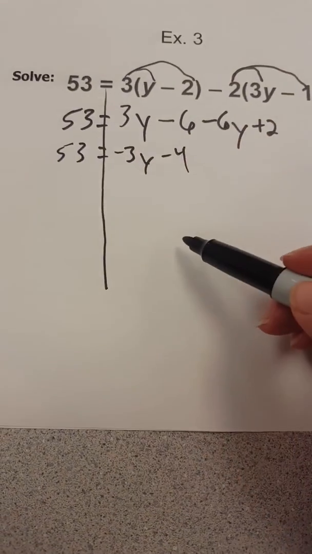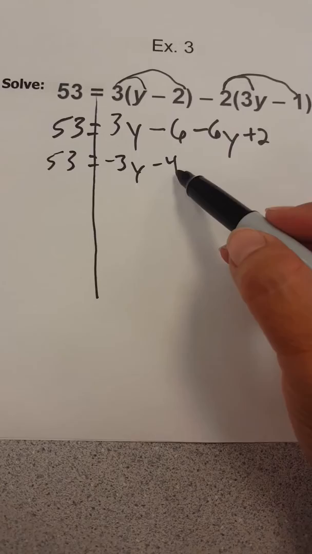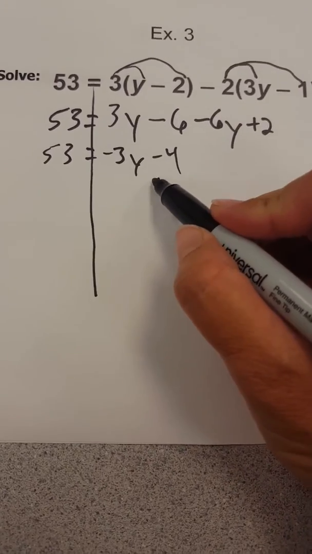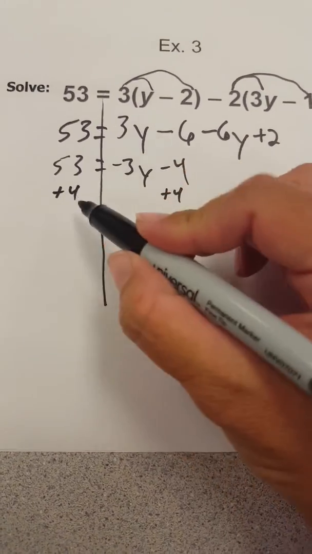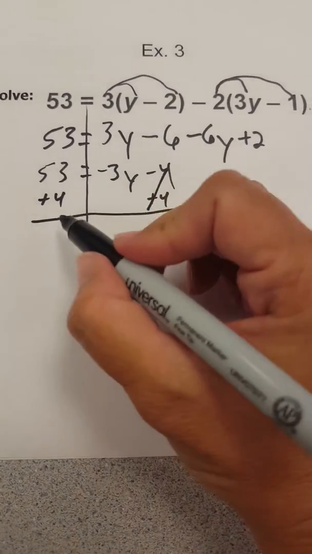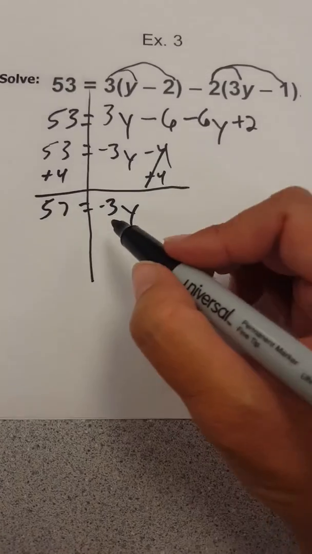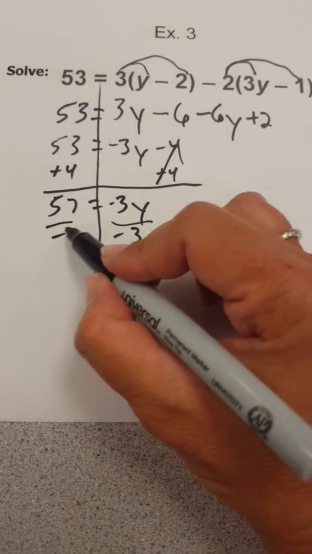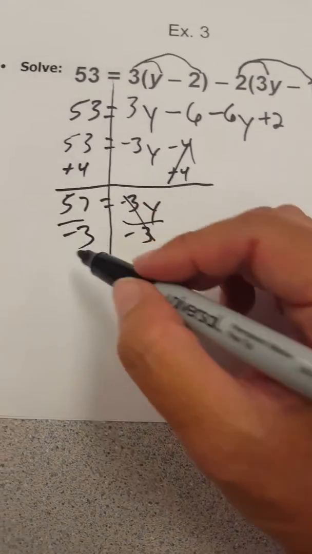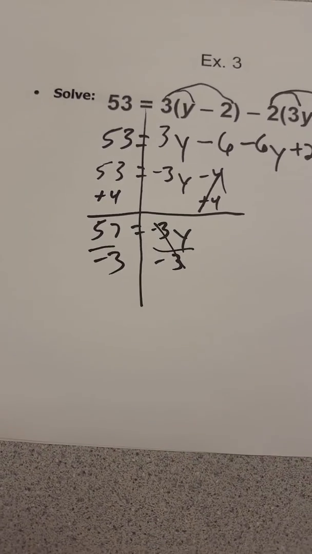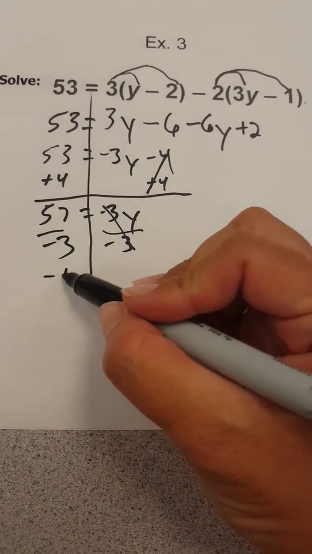Now we have it down to a more simplified equation. We need to move over the number that does not have the variable, so I will add the 4 to both sides. Those cancel out. I get a 57 equals negative 3y. And the last thing, remember, is to divide by a negative 3. So 57 divided by negative 3 would give me a negative 19.